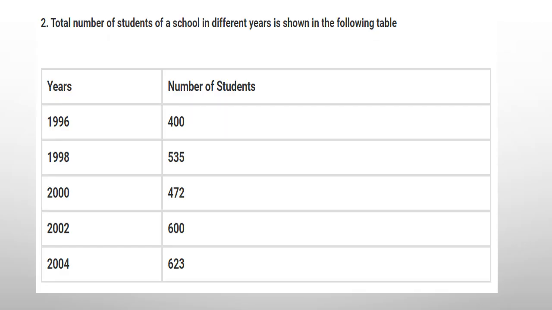Now, coming to the second question, total number of students of a school in different years is shown in the following table. So, they have given some information, years and number of students. In 1996, 400 students are there. In 1998, 535 students. In 2000, 472 students. In 2002, 600 students. In 2004, 623 students. Let us see how to draw the pictograph.